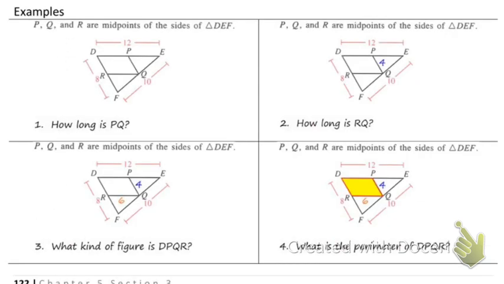So it says PQR are midpoints of the sides of a triangle DEF. What is the length of PQ? So just remember, PQ is right here. And all of those are midpoints. So that's a midpoint. That's a midpoint. That's a midpoint. So does PQ go through two midpoints? Yes, it does.